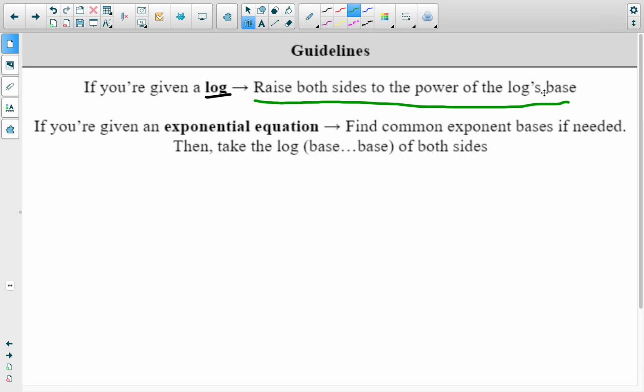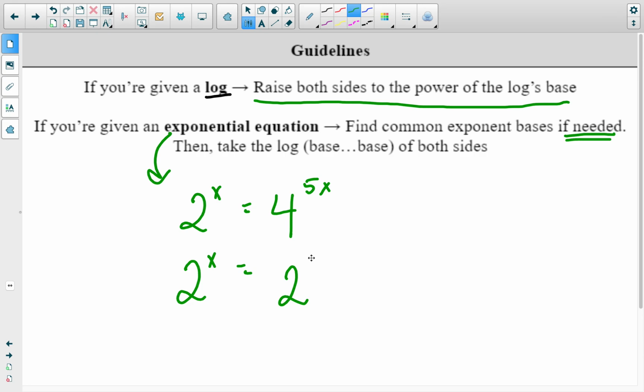If we are given something that is in exponential form, then we want to find a common exponent if possible, or if needed, we'll take the log base something of both sides. Because up until this point, when you've been given exponential equations, it's been something really straightforward, like 2 to the x equals 4 to the 5x. All you would do is rewrite 4 as 2 squared to the 5x, and then set the exponents equal because you have a common base.